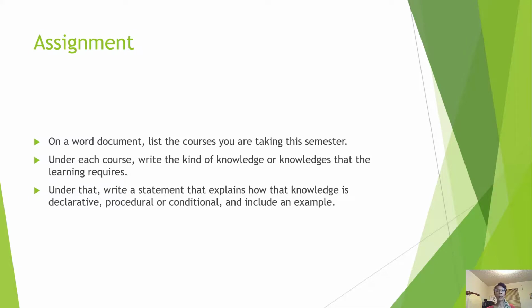Maybe your last course was in the last semester of high school. Maybe you were in some type of course, maybe not even a college course, but some type of course in some other capacity. Pick a course that you took most recently and apply what we're going to do on this assignment to that course. Under each course, write the kind of knowledge or knowledges that the learning requires. Under that, write a statement that explains how that knowledge is declarative, procedural, or conditional, and then include an example.